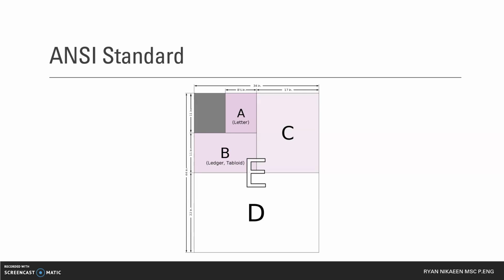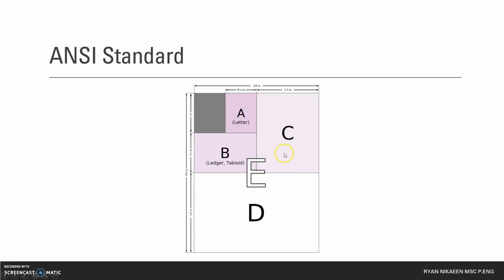How is it? They come with a sheet called E. What is the size of E? It is 34 inches by 44 inches. So that one is E. If you make E half, we call it D. What is the size of D? That's correct, 22 by 34.